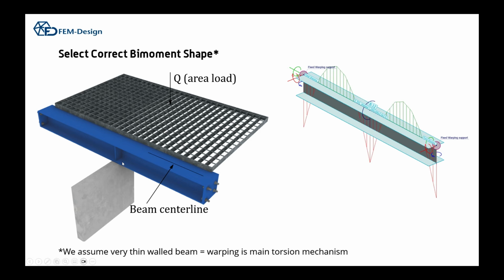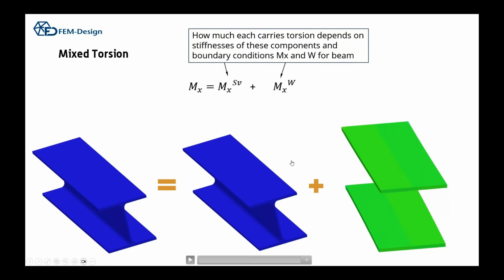And here's the example if you bolt it down over the concrete wall. So it cannot rotate, and then the bi-moment shape would be something like this. So you can inspect that your model works so.